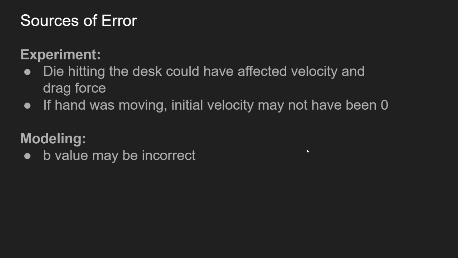Next, and lastly, I have some possible sources of error. Due to my experiment, if the die hit the desk at all when I dropped it, it could have affected velocity and maybe some of the drag force. And if my hand was moving or shaking, that could have also made the velocity not zero. And then lastly, for modeling, that B value could be incorrect. It could have been more closely approximated.